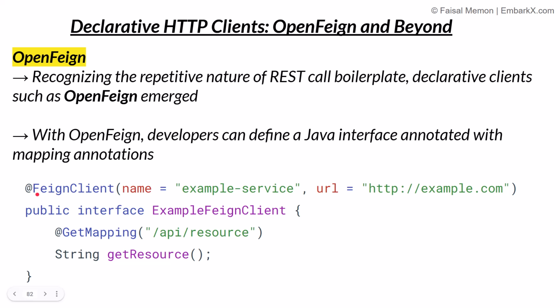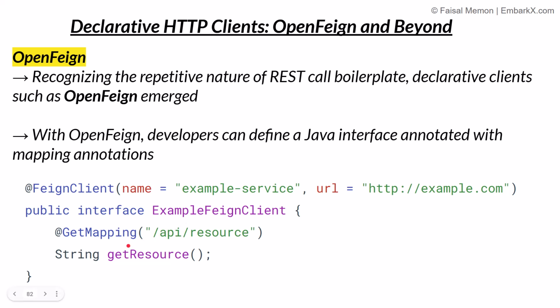I have added this annotation again, @FeignClient, and I'm making use of name over here, which is example service, and I'm specifying the URL. So basically, if you want to call http example.com/API/resource, you have to just call getResource from this interface. Okay. Once you do that, an API call is triggered.